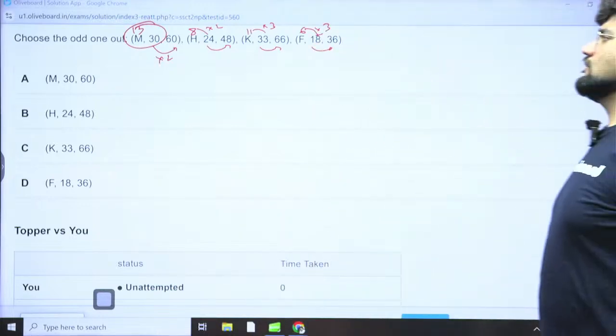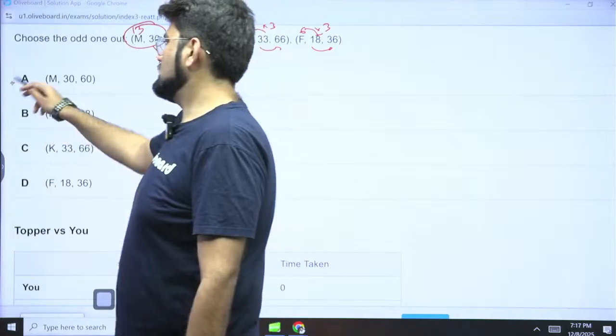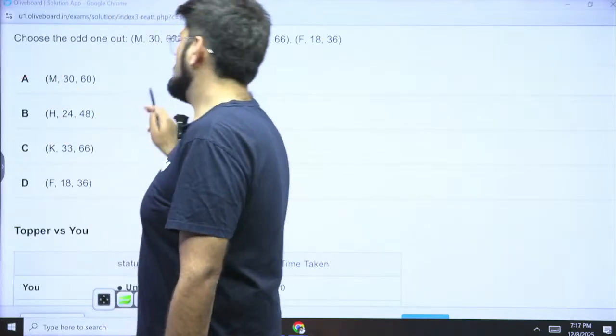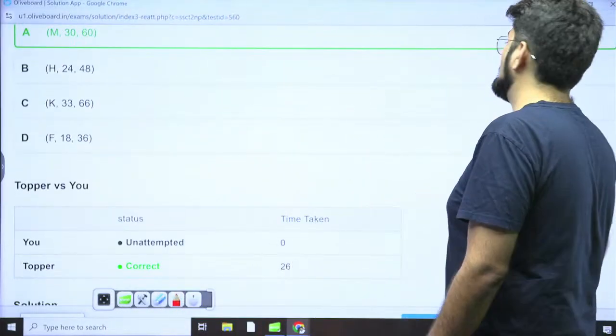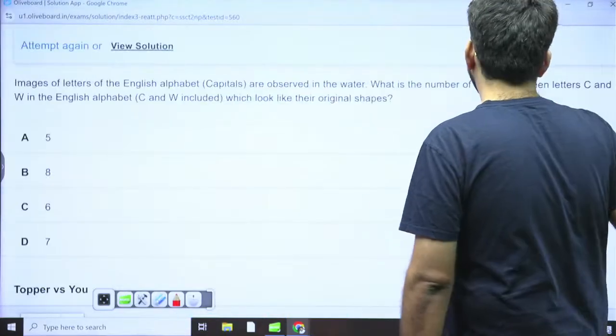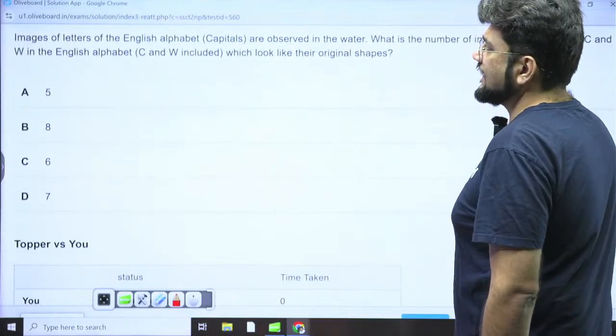So I think the first one is the odd one out, M3060. The others are not following the logic. Could have been pretty quick at this. 26 seconds, perfect. Next. This is the second question.